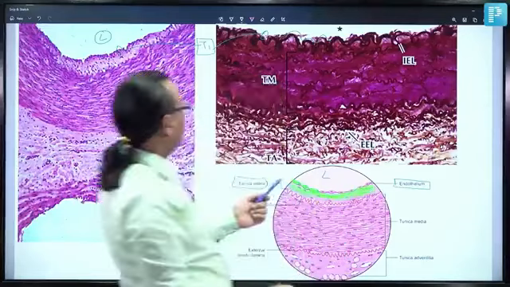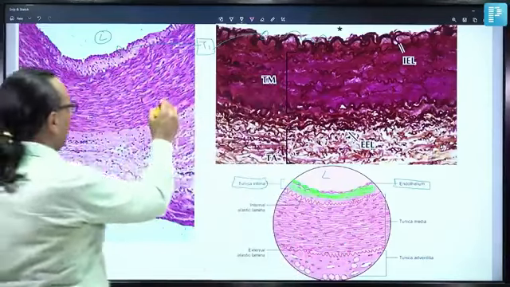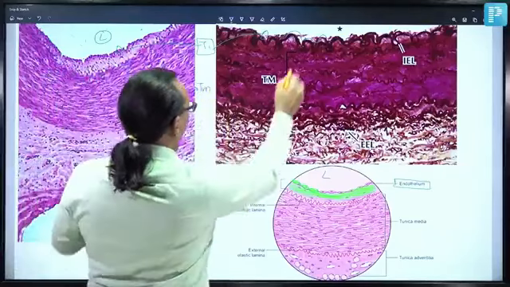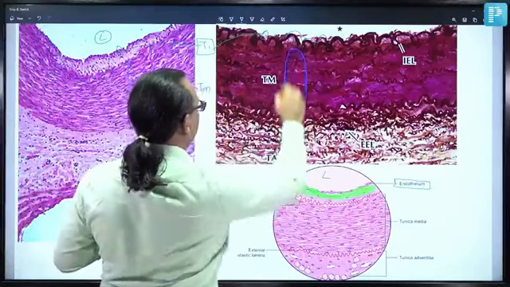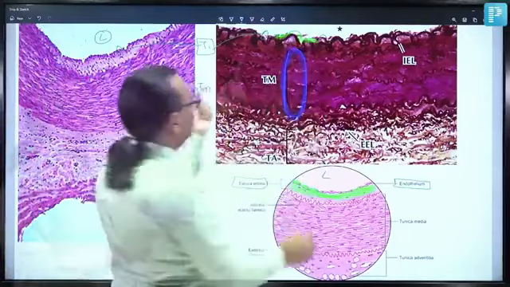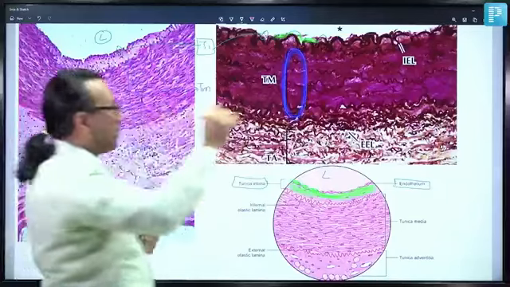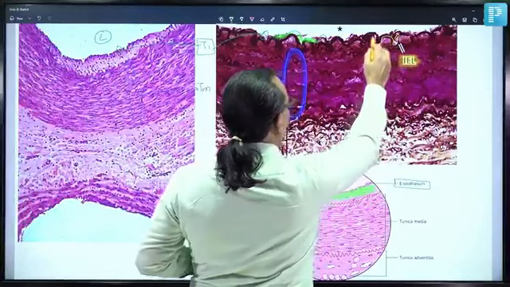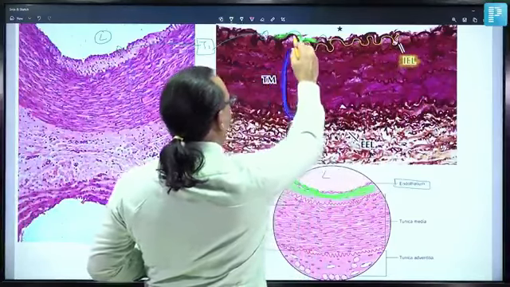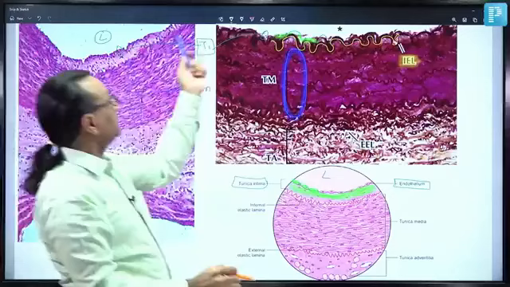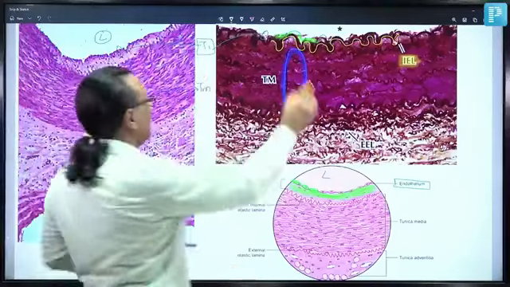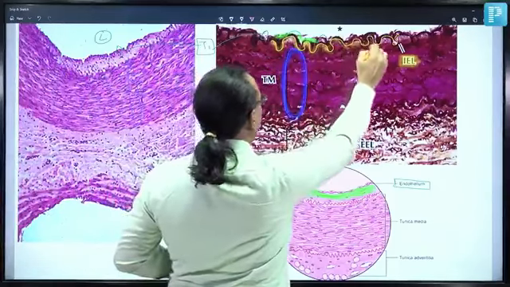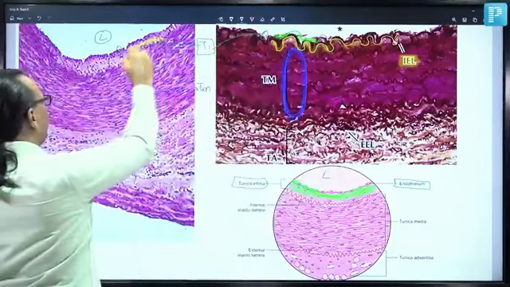And then comes the tunica media. As you talk about significantly larger vessels, you will notice at the junction of tunica media and tunica intima, there is one internal elastic lamina. And that internal elastic lamina, as you can see, is made up of elastic fibers. So it is the boundary line of tunica intima and tunica media.